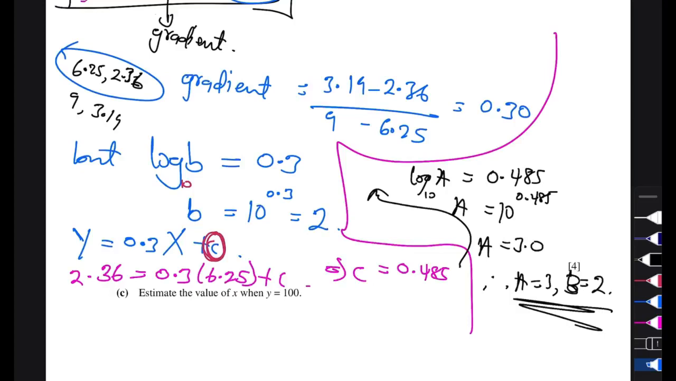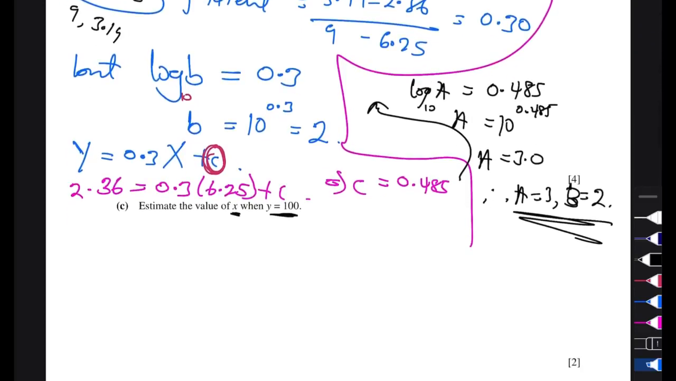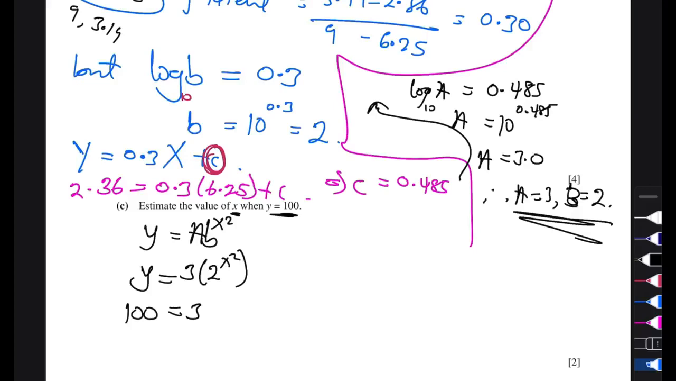Part C says that we should estimate the value of x when y is 100. Remember that the whole thing was y is equal to ab^(x squared). So we know our a, we know our b. A happens to be 3, b happens to be 2, and then we can have our x squared here. Now they have given us y to be 100, so we can just put 100 there. We have 3 into bracket 2^(x squared).